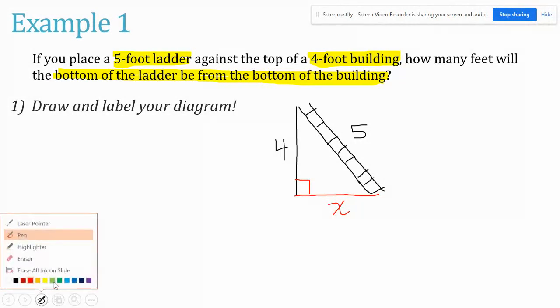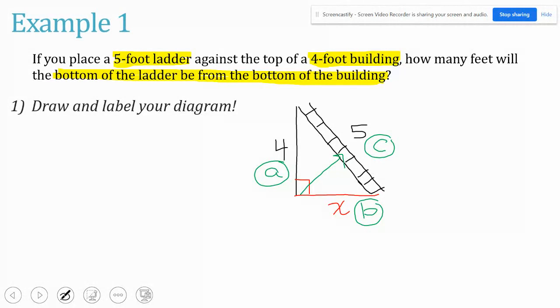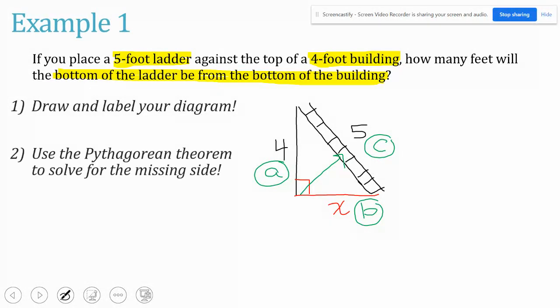So now let's label our triangle. So remember, the hypotenuse is always right across from the right angle, so this is our c value, this is our hypotenuse, and then we're going to label the 4 a and the x b. Remember, it doesn't matter which one's which. On the legs, we can interchange. Okay, from there, we're going to use the Pythagorean theorem to solve for that missing side.